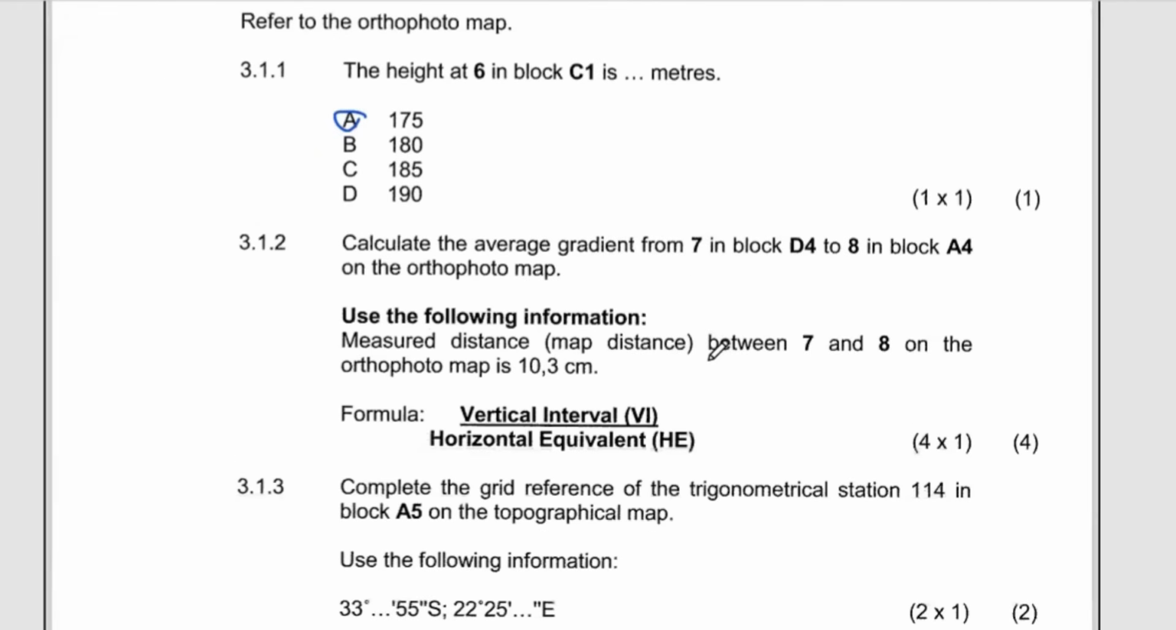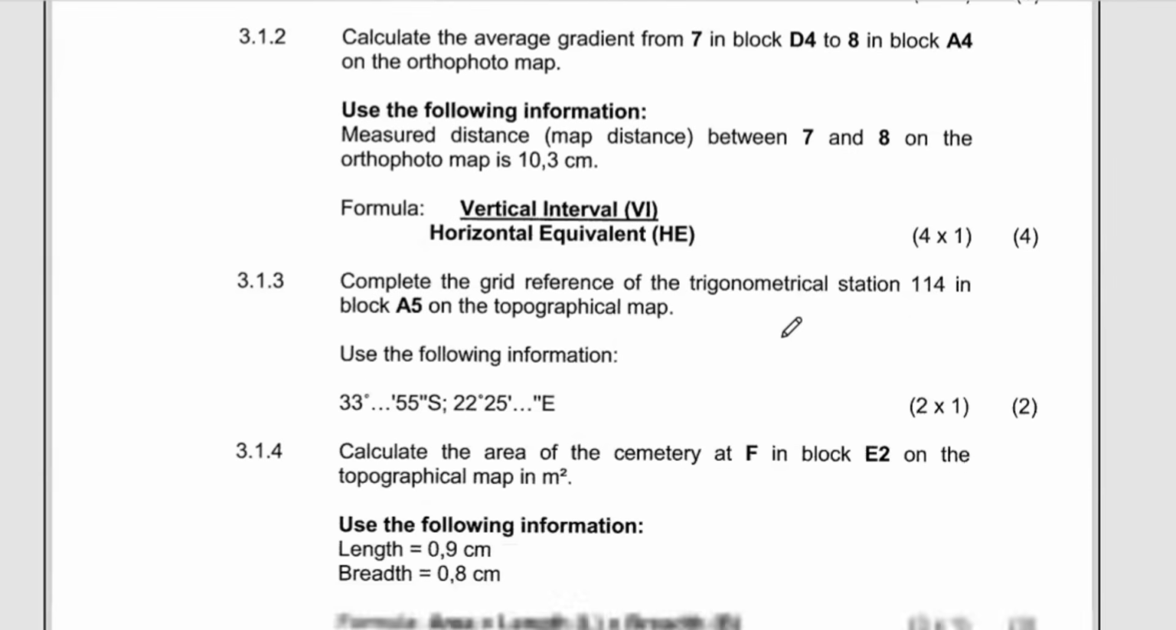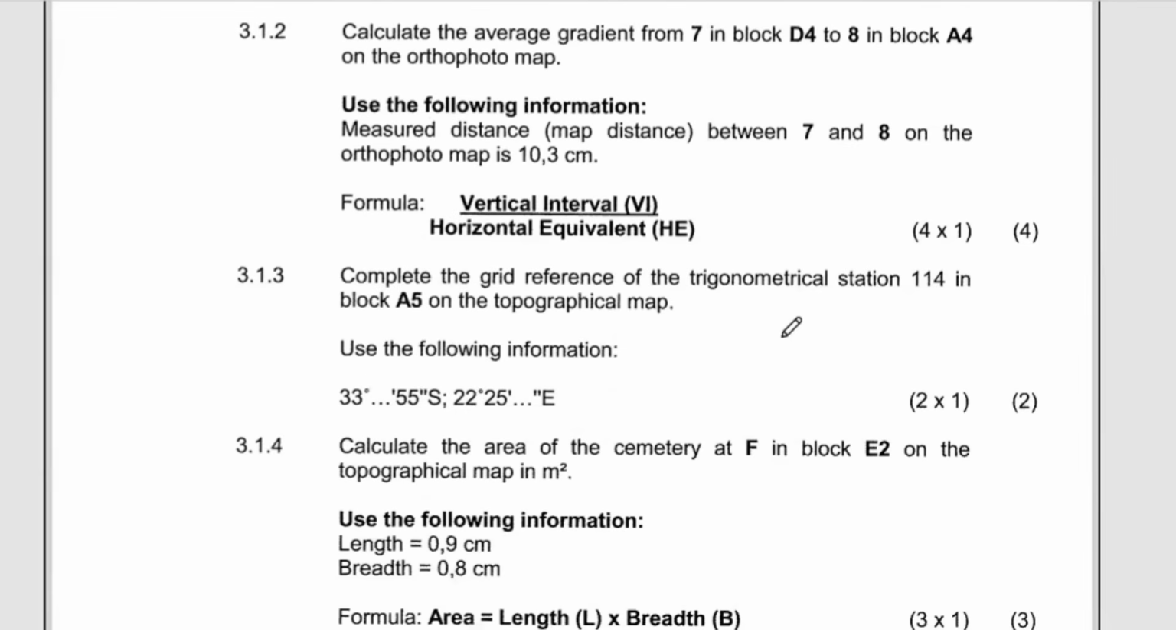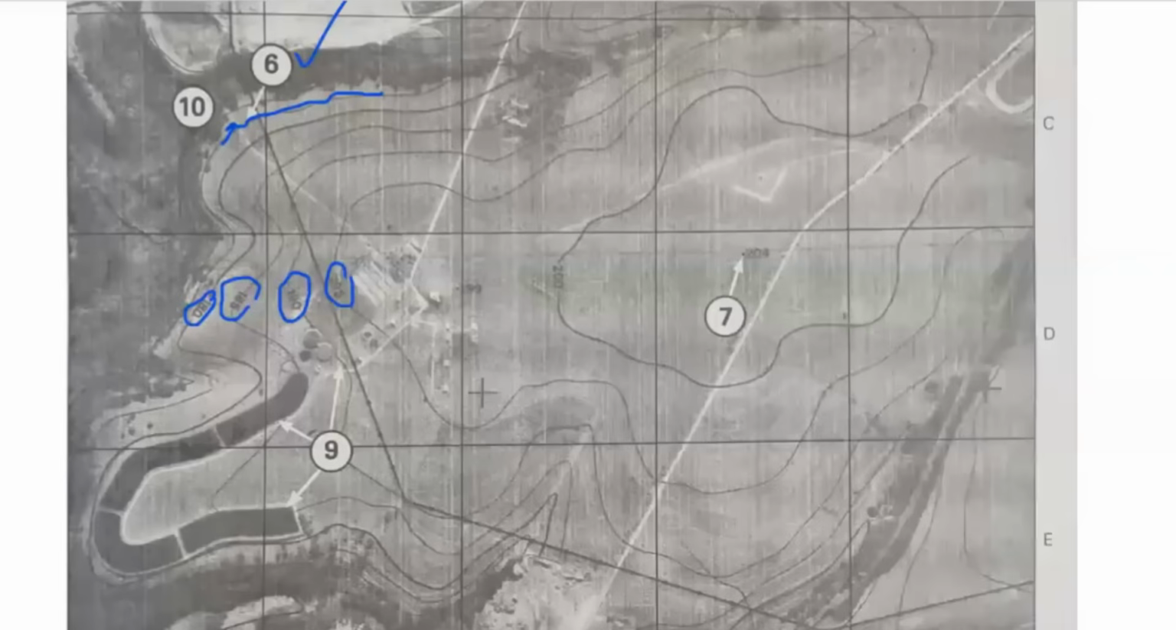Calculate the average gradient from 7 in block D4 to 8 in block D4 on the orthophoto map. Map distance between 7 and 8 on the orthophoto map is 10.3 centimeters. And use the formula VI over HE. Right, I will do the calculation and try to show how we are getting those calculations.